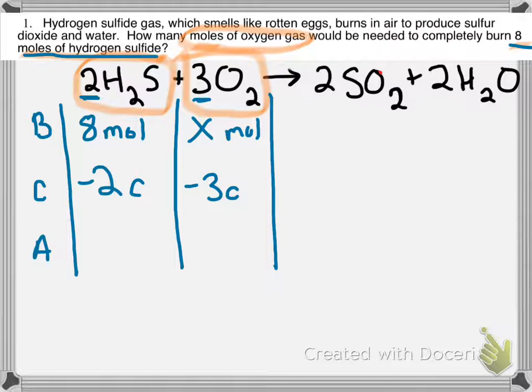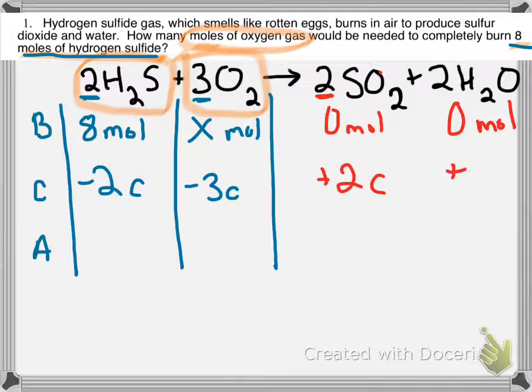If I cared about my products, and I'm going to put these in red just so we know we don't care about them for this problem, but I do want you to know how we would solve for them. With products, unless otherwise stated, we always start with 0 moles. The reaction hasn't happened yet, so none of the products have been produced. But once the reaction happens, then we gain. The change is positive because now we're producing these products. So this would be plus 2C. That 2 comes from there. And this would also be plus 2C. The 2 comes from there.